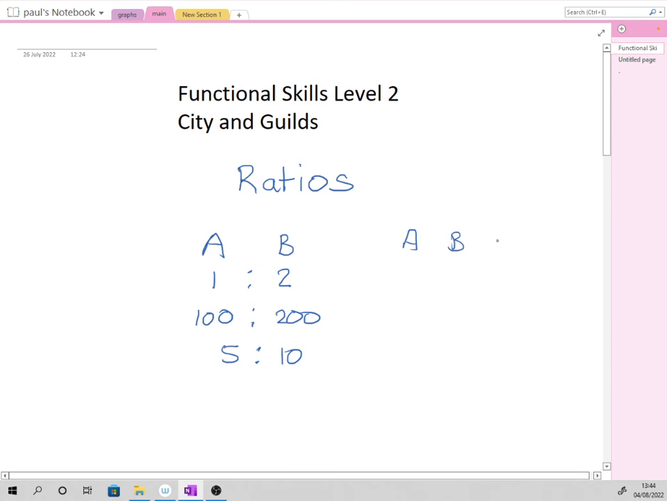You could also have a ratio between three things. So for every one that C gets, A will get 3 and B will get 4. And as long as they remain in that ratio, we are able to work out who gets what and how much they get all together.